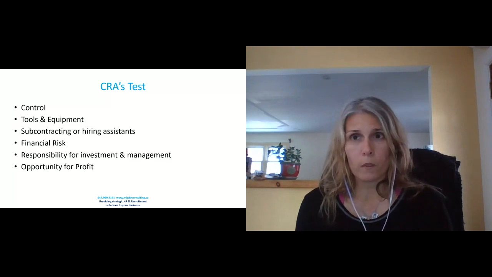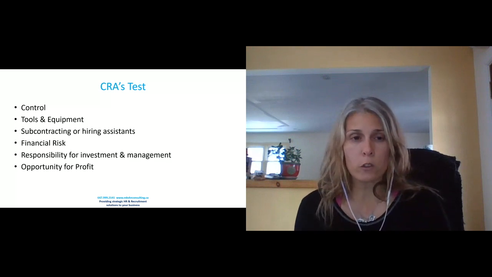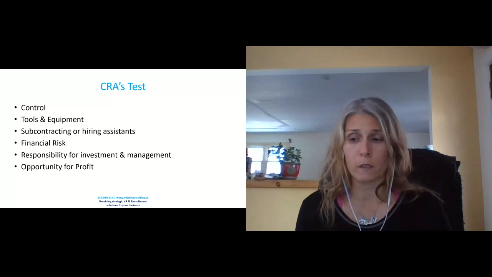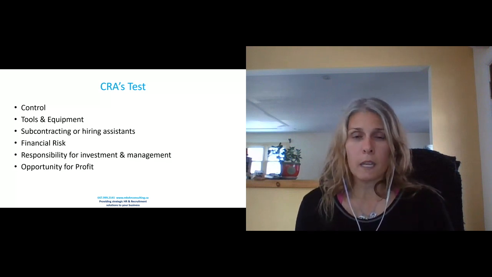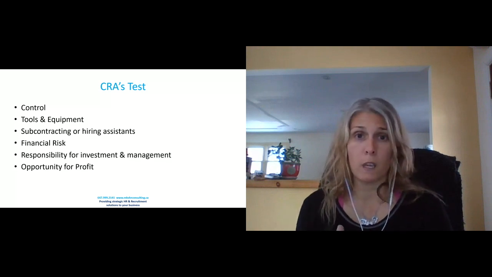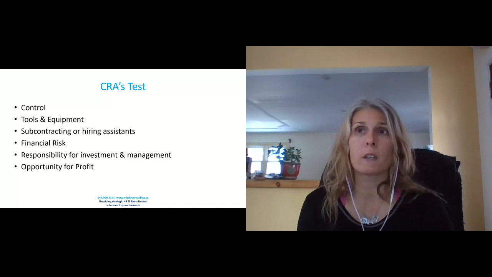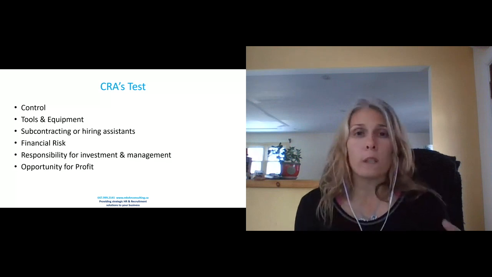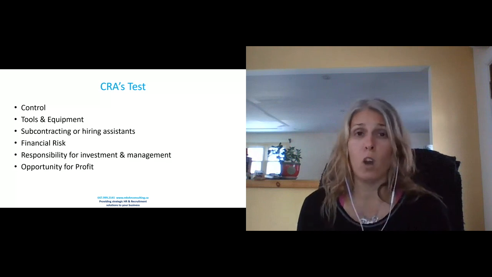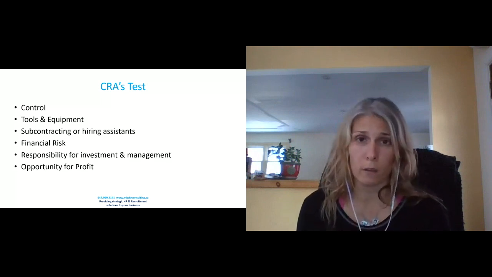For a contractor, there's a much higher level of financial risk. So in the sense, let's say that contractor does not come through on the services that they agreed they would give to their clients. Their whole entire business could be decimated and lost. Their financial risk is greater. So that's another way to determine it.